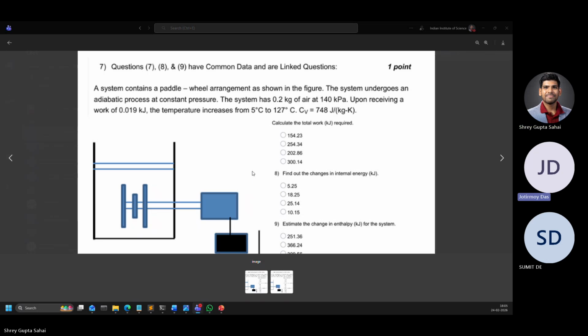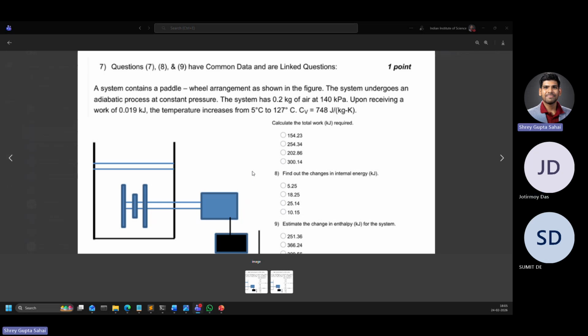Now the second part is to calculate the work done. I know that Q is equal to delta U plus W, and it is mentioned that the system undergoes an adiabatic process at constant pressure. So I should be able to equate W equals minus delta U. However, the options are not matching, so I am unable to find what I'm missing. The question also says upon receiving a work of 0.019 kilojoules. See, you're missing two things.